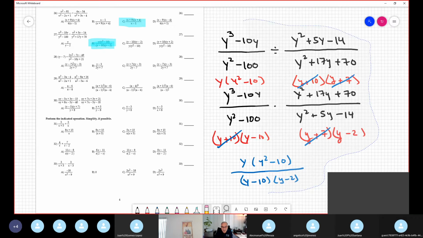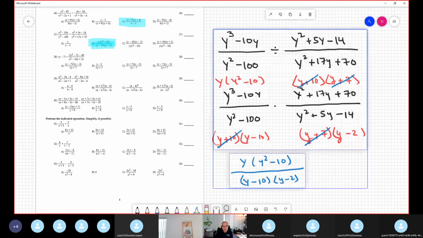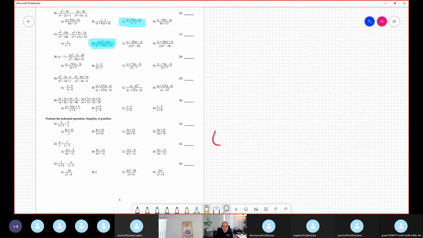Yes. Okay. Let's move on to addition and subtraction. Addition and subtraction is a little bit more complicated because you need to find, for example, the least common denominator. Okay. Es obvio.